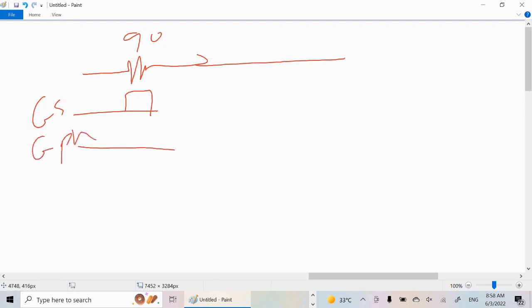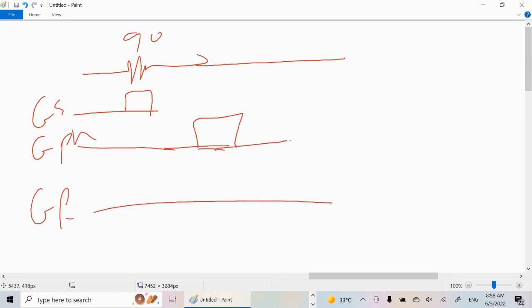Phase encoding gradient, frequency encoding gradient. When you come to be examined, what should I do here? An image is taken here, an image is taken.